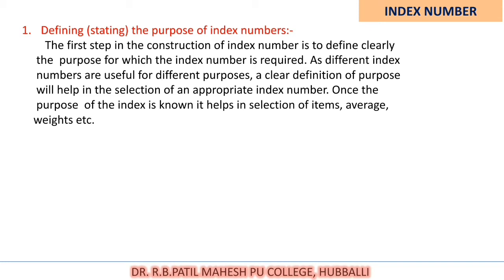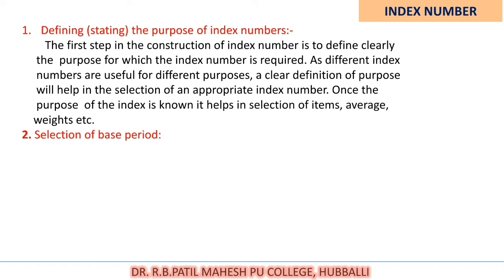See, while constructing the index number, the first step is to clearly define the purpose of the index number, whether you are finding the wholesale price index number, retail price index number, or consumer price index number. If the purpose is clear, then we can select the items, average, weights, etc. So the first step is to define clearly the purpose of the index number.